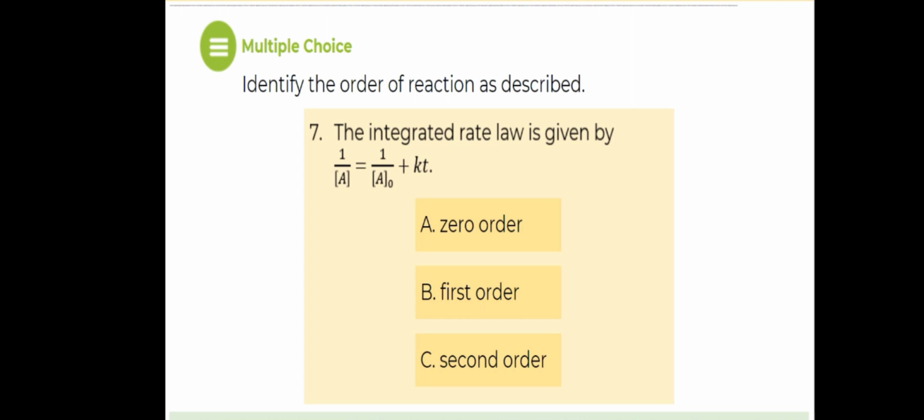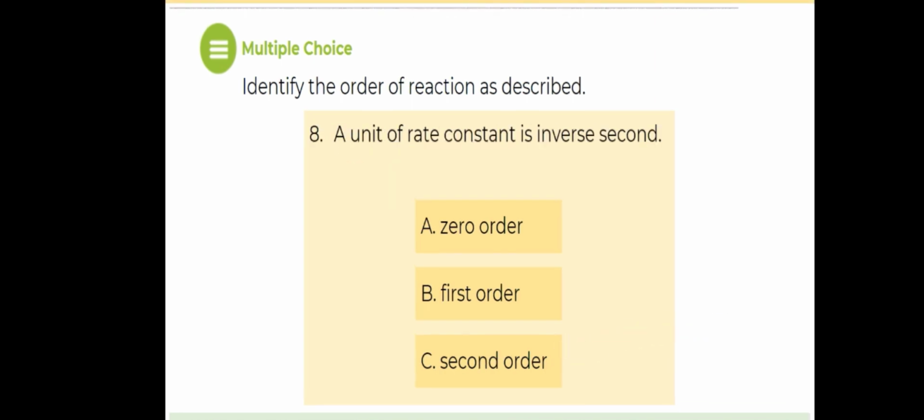Identify the order of reaction as described. The integrated rate law is given by 1 over the concentration of A equals 1 over the initial concentration of A plus kt. Identify the order of reaction as described. A unit of the rate constant is inverse second.